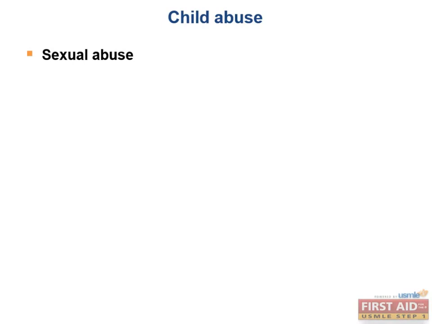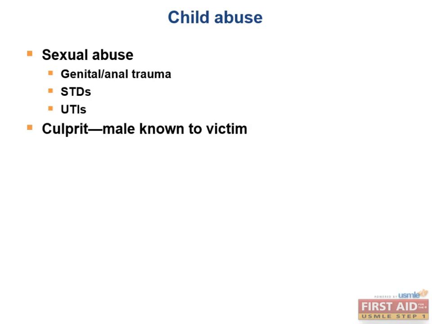Sexual abuse often manifests as genital or anal trauma and may even present as a child with STDs or UTIs. Sexual abuse is usually inflicted by a male that is known to the victim, and sexual abuse is most common in the 9 to 12-year-old range.